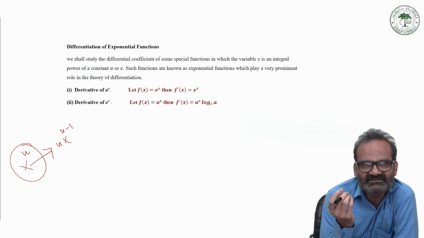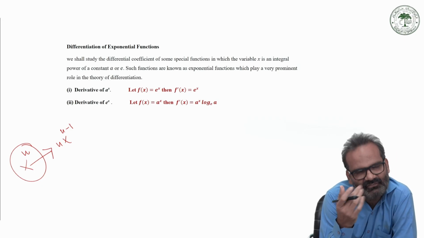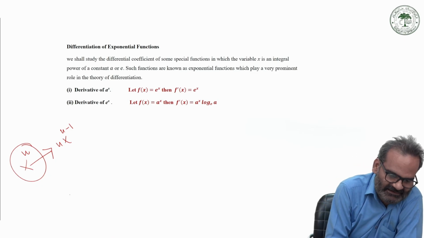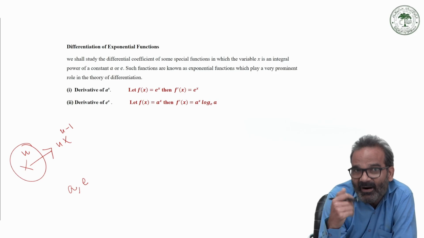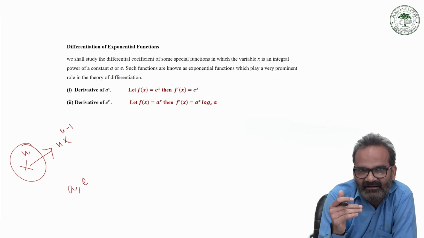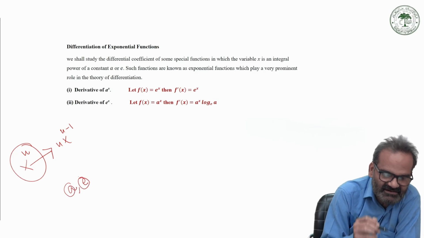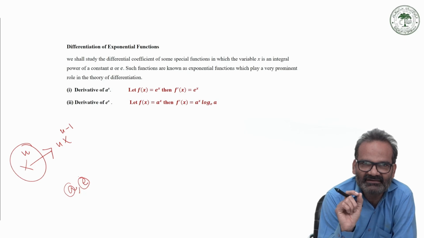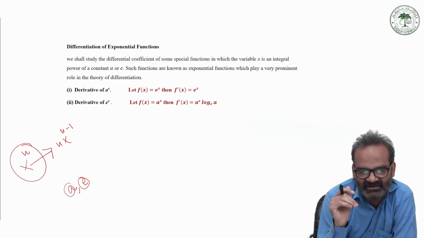So there are two functions whose derivatives we will calculate. The first thing is, what is an exponential function? Exponential functions are those functions which are in the exponent of a constant a or e. Any function which is in power of a constant a or in power of e. a is any number, right? But here e is a constant. You know that e is a specific constant whose value lies between 2 and 3.